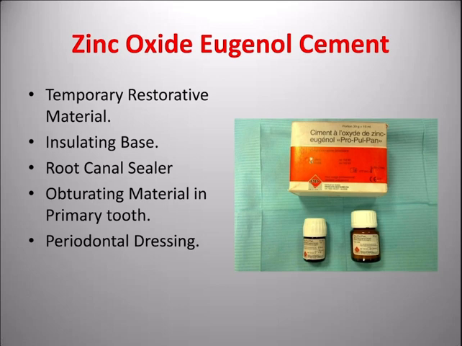Then it can be used as a temporary restorative material, and as a base, as I told you, an insulating base, not a liner. It can be used as a root canal sealer: in your permanent tooth, when you are obturating using gutta percha, you can use zinc oxide eugenol cement to coat the gutta percha. Obturating the primary tooth is its most important use. Then it is used as a periodontal dressing to facilitate healing: you can place a zinc oxide eugenol pack after your flap surgery, when there is a pocket defect or periodontal defect.